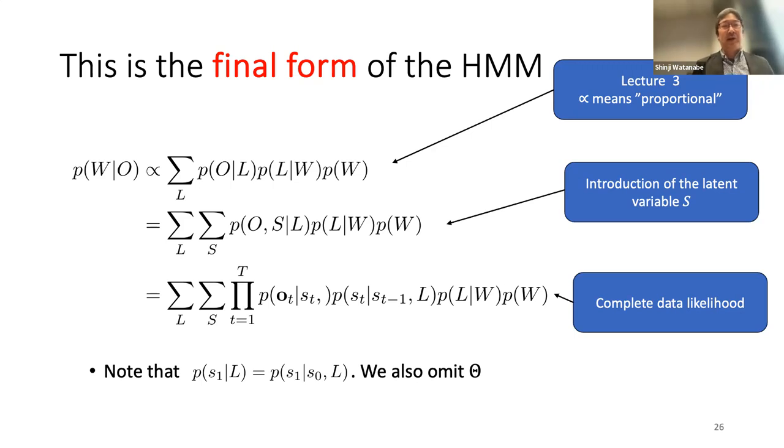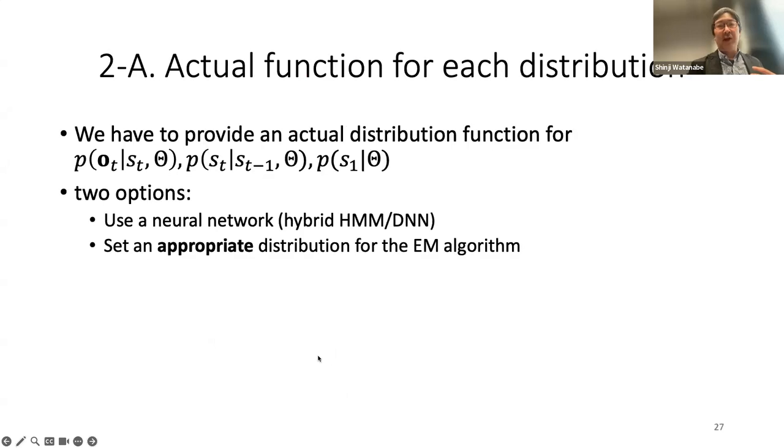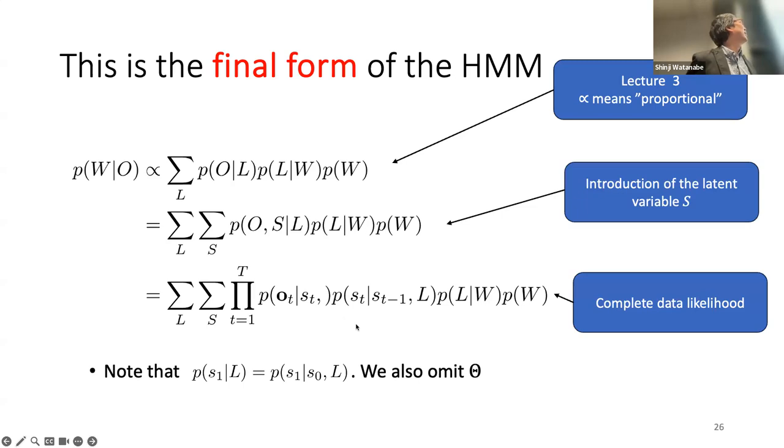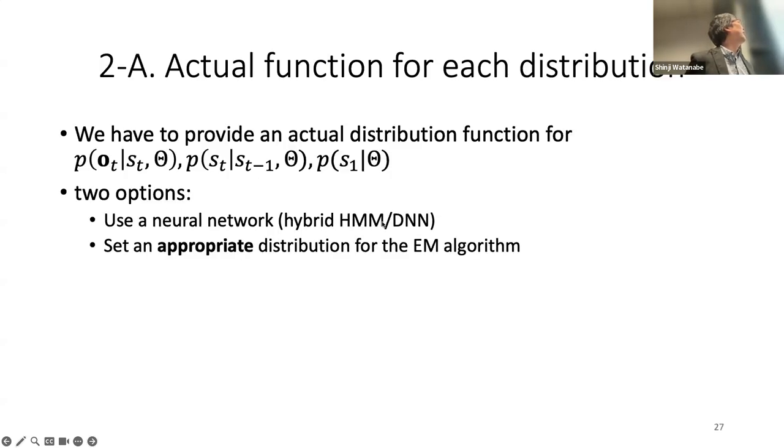Okay, so this is the distribution, but again, this is still not the actual distribution, right? From now on, I will provide the concrete form of the distribution we should use. There are two options. One is to use an appropriate distribution, which I will explain later. The other is to represent this function by a neural network. This approach is called the hybrid HMM deep neural network method, because the formulation itself is HMM-based, but each distribution is replaced by a deep neural network. This hybrid HMM-DNN is one of the standard methods in speech recognition.